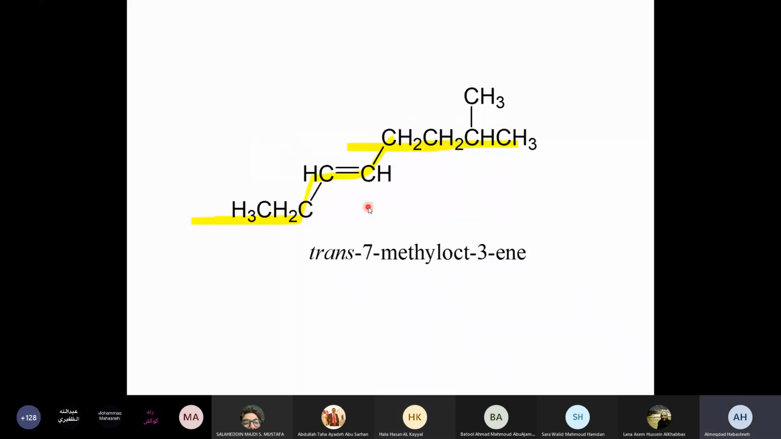Now let's go to this. Longest chain: 1, 2, 3, 4, 5, 6, 7, 8. So it is octene. The position of the double bond is at position 3: octa-3-ene. We have one substituent at position 7. 7-methyl-octa-3-ene. This is the basic name.